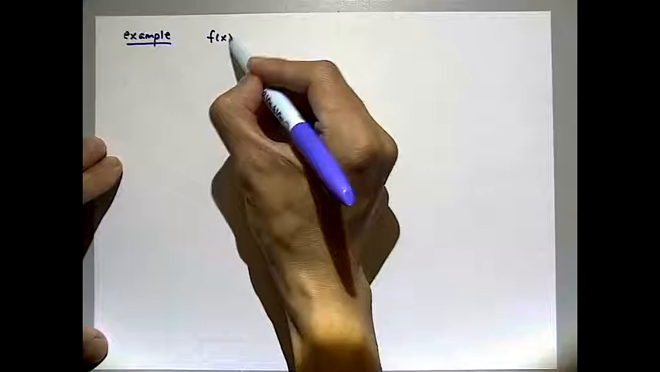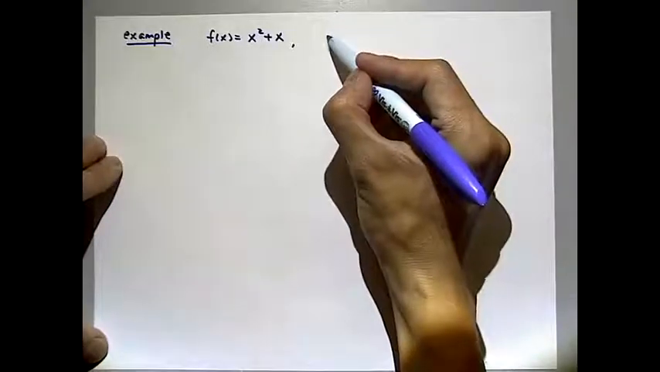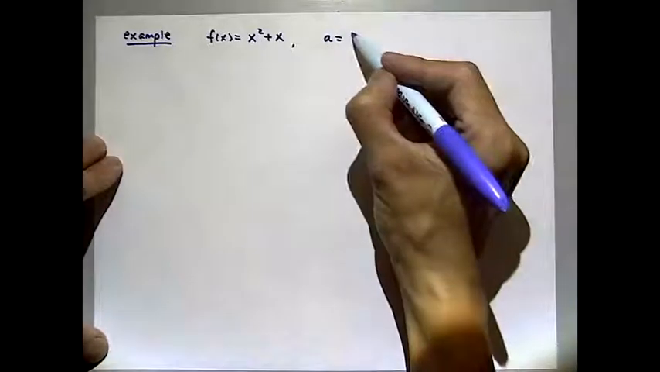All right, so let's try those formulas on something. Let's say f of x is equal to x squared plus x. And let's say we're looking for the tangent line slope at a is equal to 1.